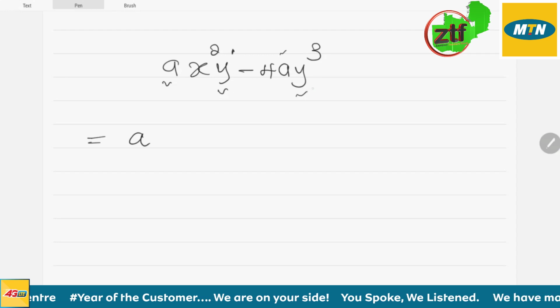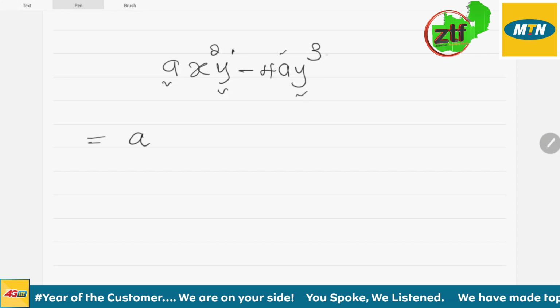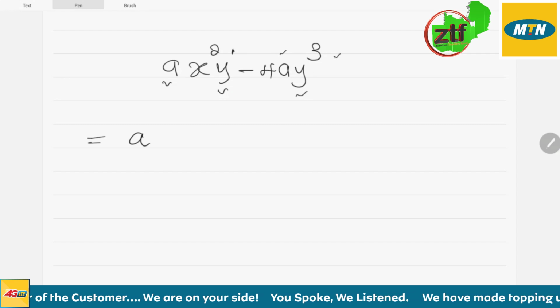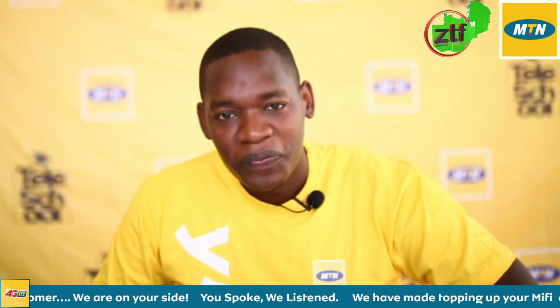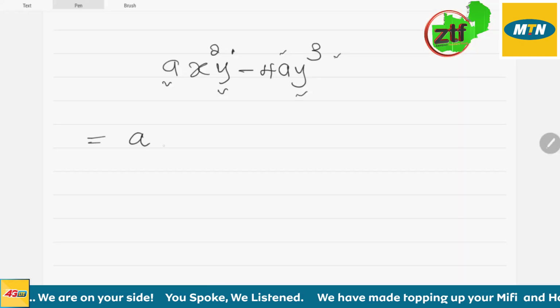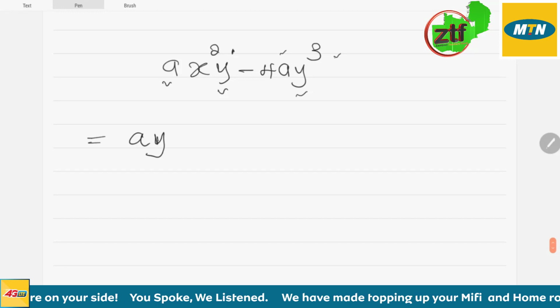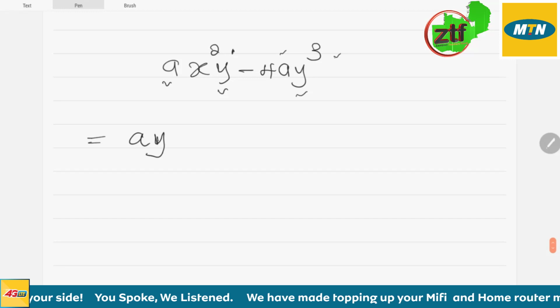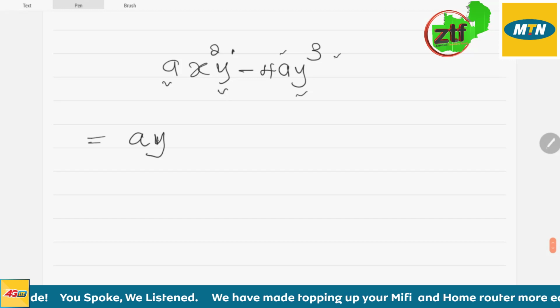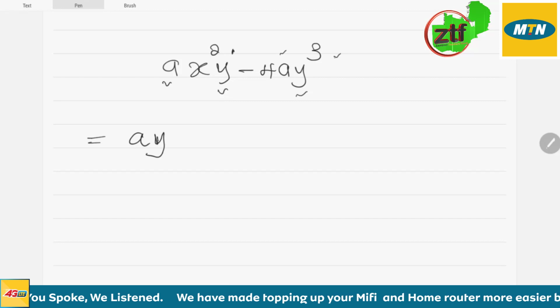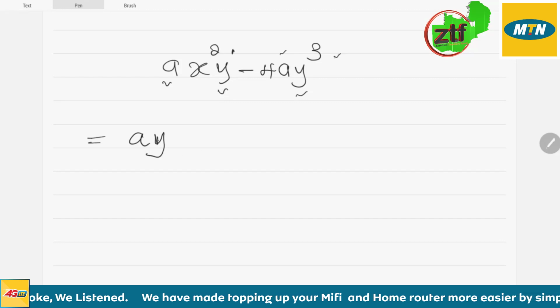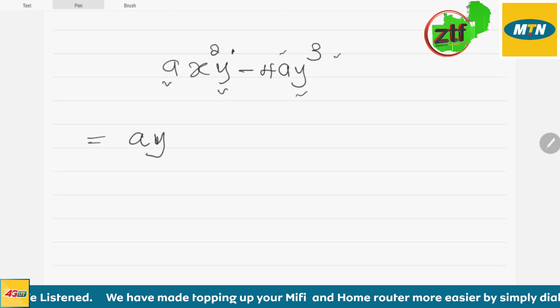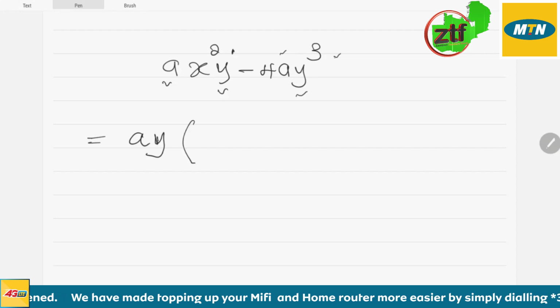Then when you look at the power of y on the second term, it is positive 3, implying that y is common. So I will get y as a common factor in this case, because we only have one y here, which is raised to the power 1. So these are the only variables I have that are common. So I will now open the brackets.